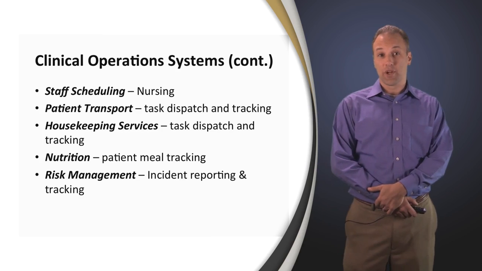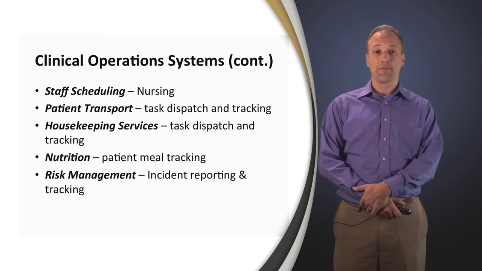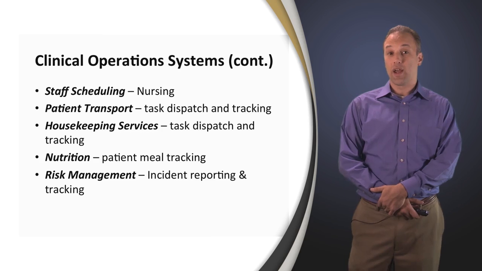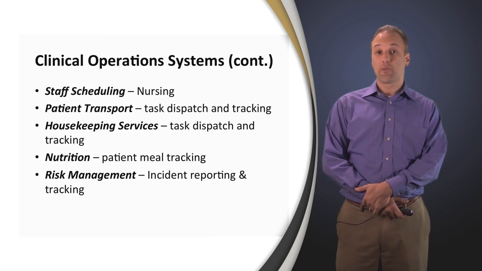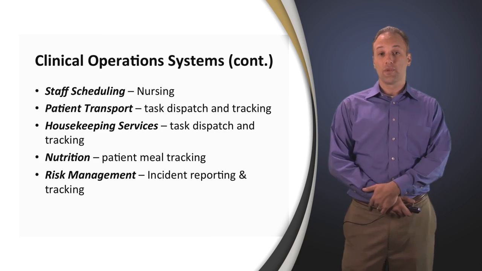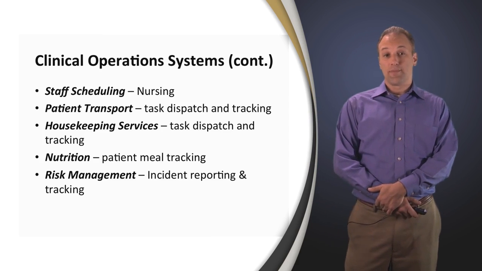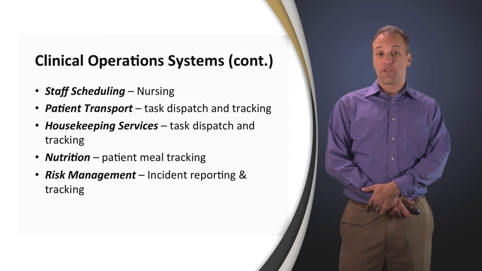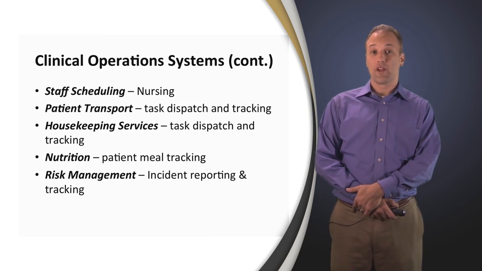Additional clinical operations systems include staff scheduling, which is used often by nursing, a patient transport and housekeeping services systems, which track tasks that are dispatched and then tracked to completion, a nutrition management system where we track patient meals and their distribution, and a risk management system for self-reporting of incidents and tracking resolution.